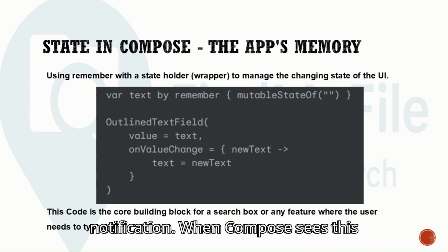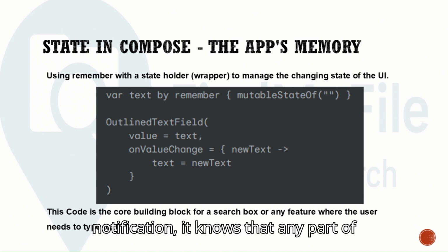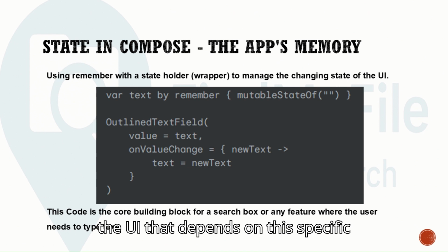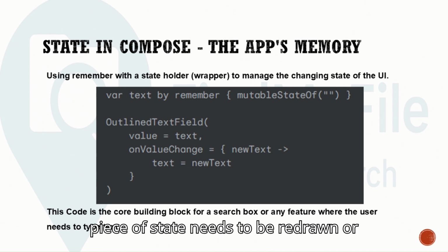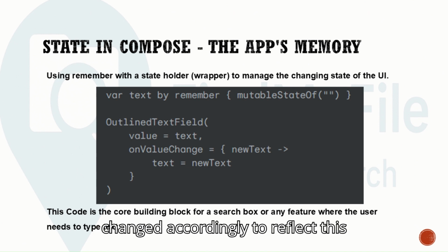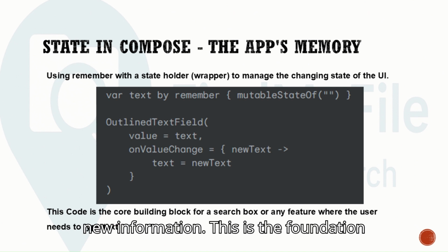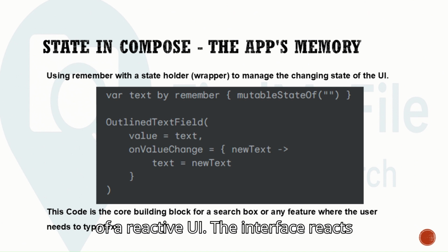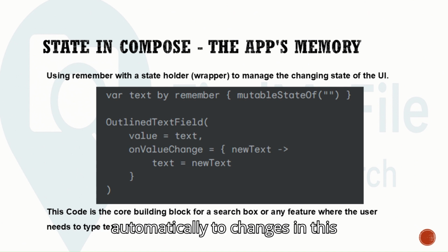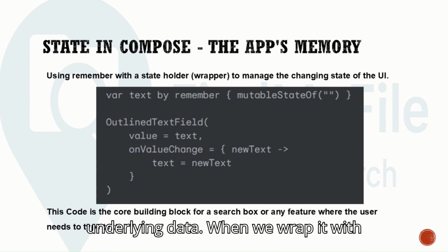When Compose sees this notification, it knows that any part of the UI that depends on this specific piece of state needs to be redrawn or changed accordingly to reflect this new information. This is the foundation of a reactive UI. The interface reacts automatically to changes in this underlying data.